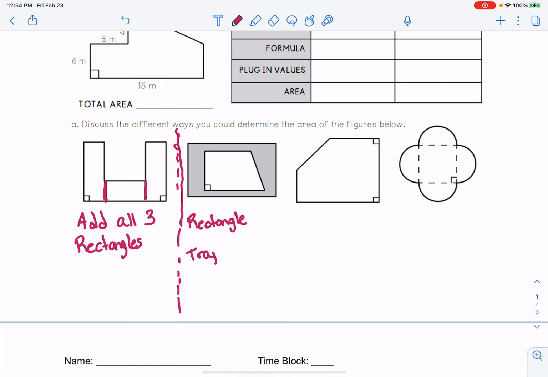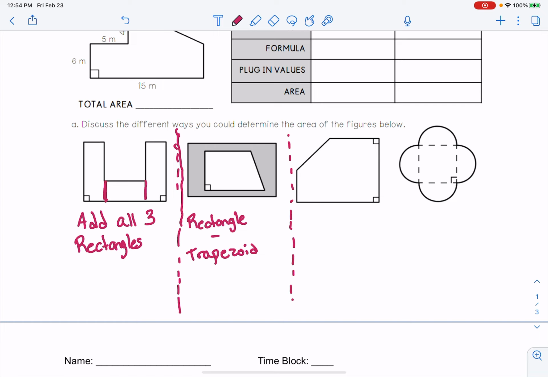Now notice that the space in the rectangle surrounding the trapezoid is shaded. That means that you're trying to find the area of the shaded part, and just like our school logo example, you're going to subtract. So you're going to find the rectangle and then you're going to minus the area of the trapezoid.